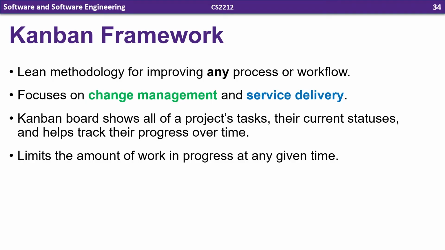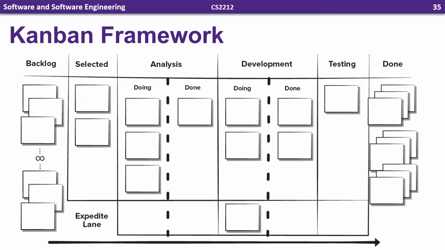So a Kanban board shows all of the project's tasks, their current statuses, and helps track their progression over time. And it tries to limit the amount of work in progress at any given time. So, in terms of software, developers are only focusing on certain tasks rather than a large set of them. So, a Kanban board is a visual representation of the tasks that need to be completed.